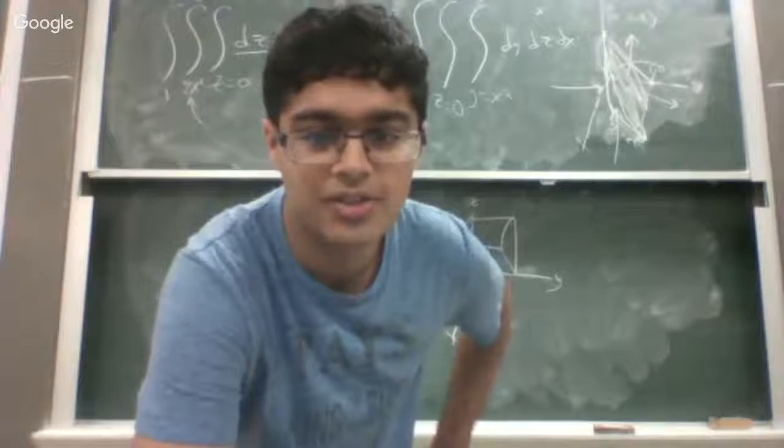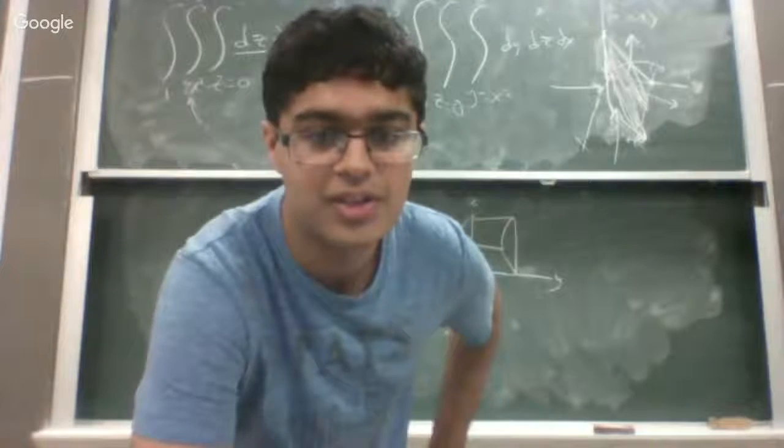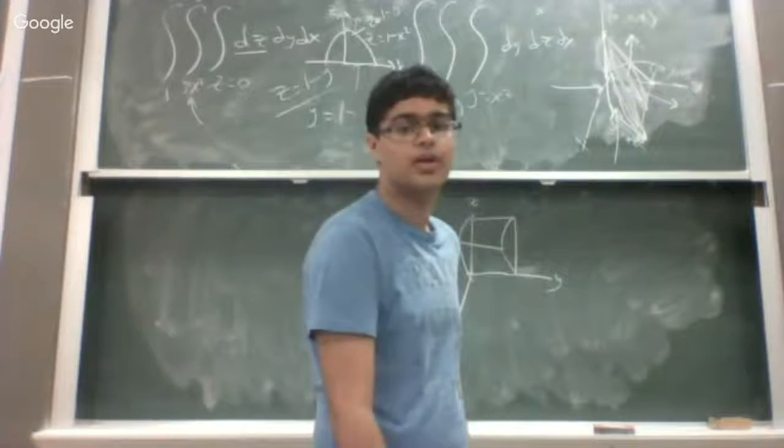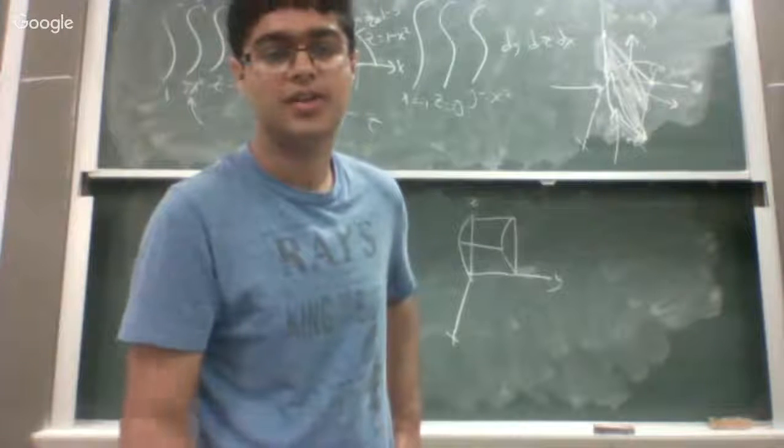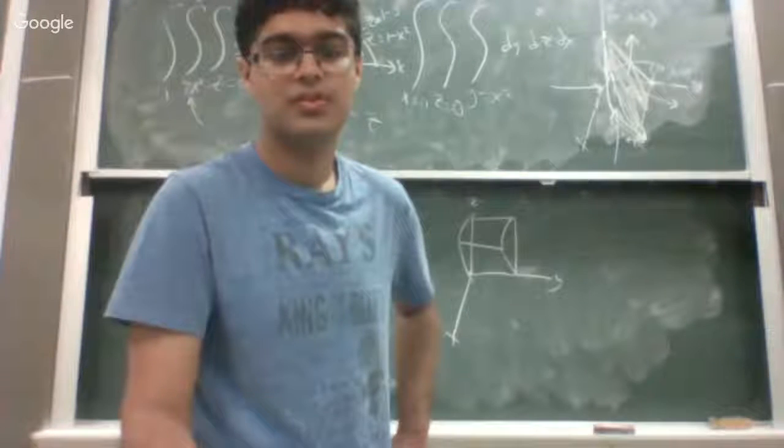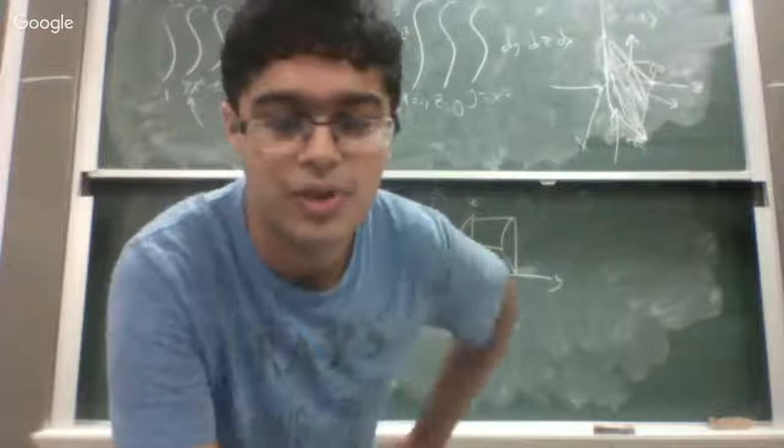Z is equal to 3x, and z is equal to 4 minus x squared. Intercept, and the intercept at x is equal to 1.